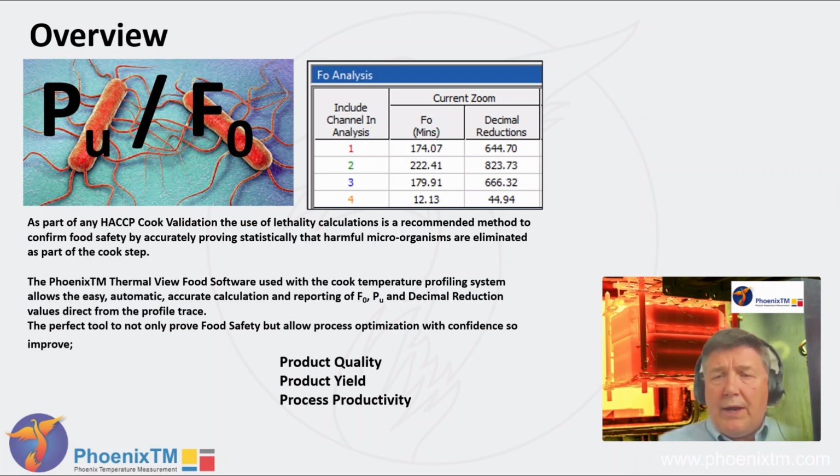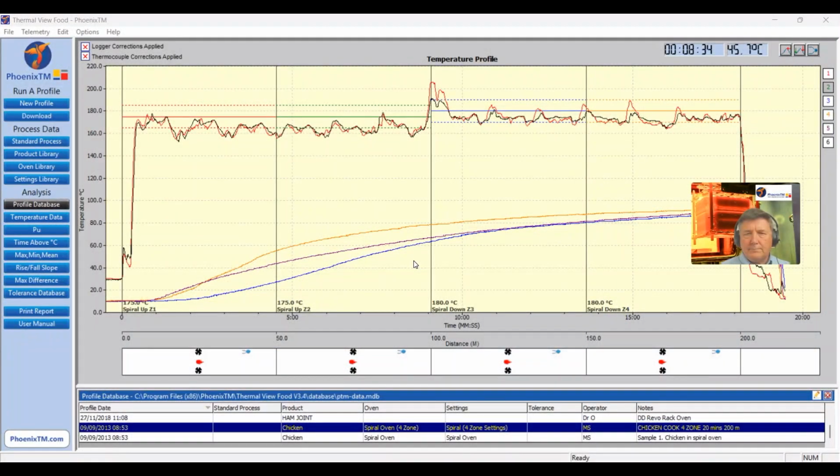I will now go on and explain how the F0 and PU calculations can be used live in the software to hopefully show you how efficient and easy it is and the value of the information that it can provide to you. So let us now look into how the ThermalView Food software works with the implementation of lethality calculations. So the use of pasteurization units or the calculation of pasteurization units or the F0 units as described in the previous theoretical video.